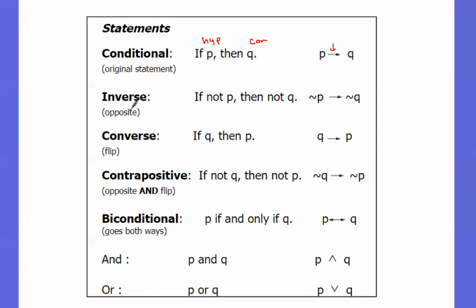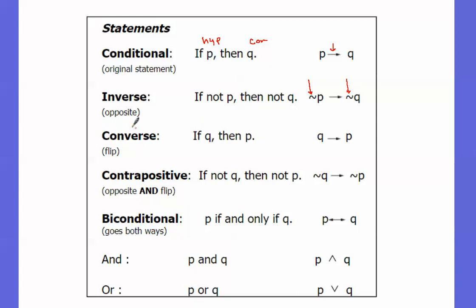The inverse, or the opposite meaning, would be if not P, then not Q, or the opposite of P, shown by the tilde, then the opposite of Q, again shown by the tilde.